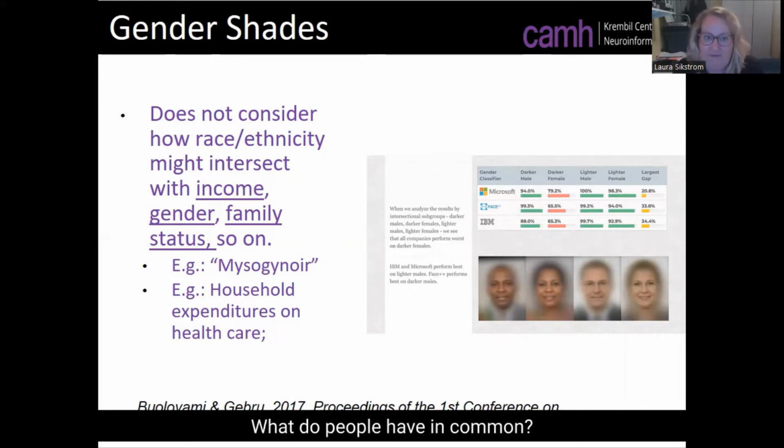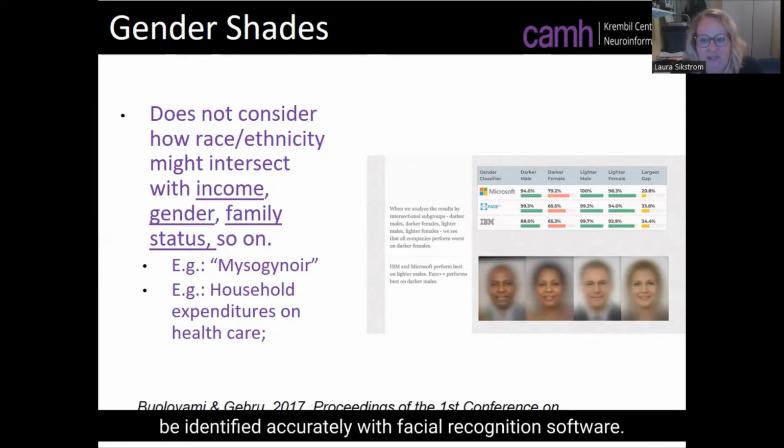What do people have in common? And of course, I think everyone here is likely familiar with the Gender Shades Project, which did a great job at illustrating the value of cutting the pie in a more fine-grained way. In this study, for those who aren't familiar with it, there's a great documentary called Coded Bias, where darker skinned females were less likely to be identified accurately with the facial recognition software.